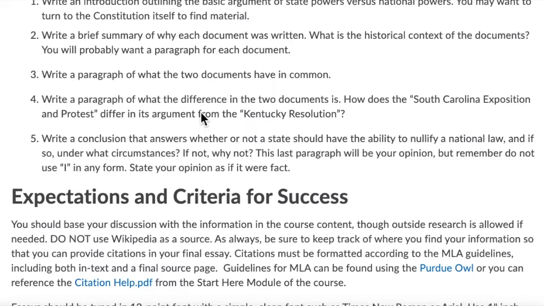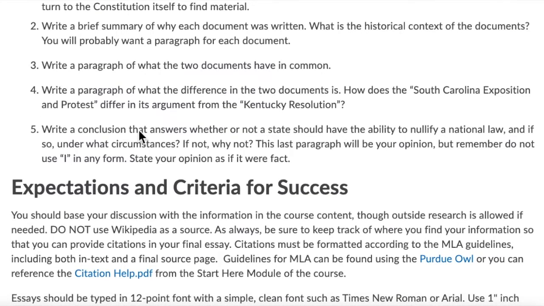So you write a paragraph of what the difference is between the two documents. Well, obviously they are written by different people with different motives. That might not be so obvious, but I'm giving you a hint here. They were written by two different men with different motives, and the motives were different because they were driven by different concerns in different time periods.